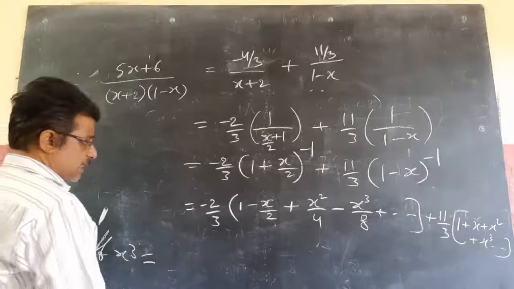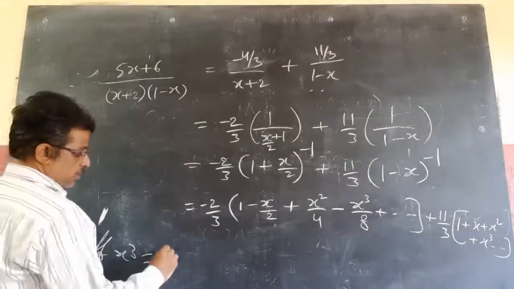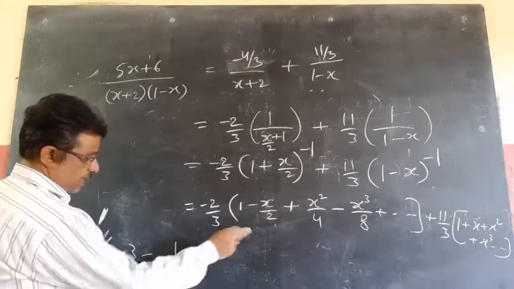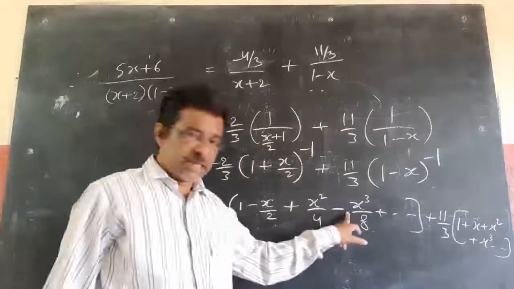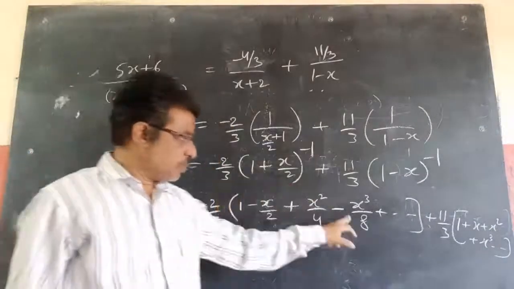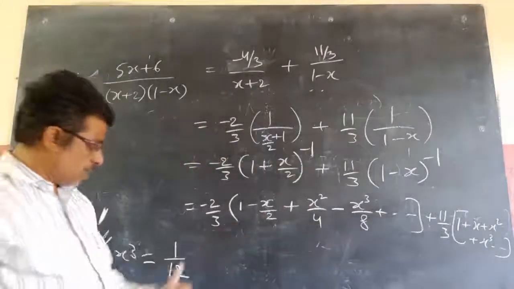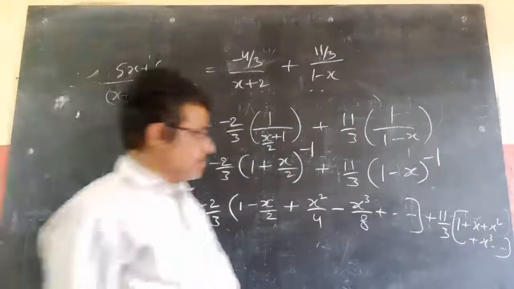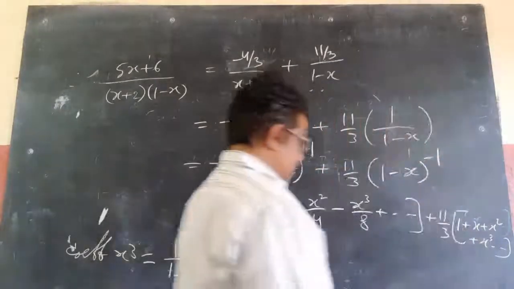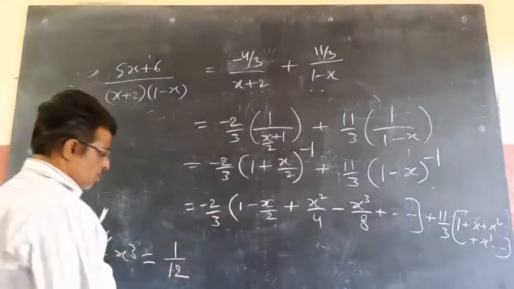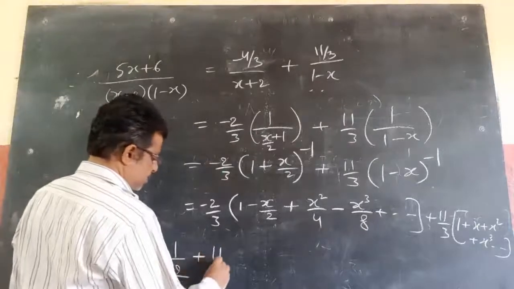Minus minus cancel. 2 into 4 is 8, so that is 1 by 4, 3 into 4 is 12, 1 by 12. Minus 2 by 3 into minus 1 by 8. Minus into minus is plus, 2 and 4 cancel. 1 by 3 into 1 by 4 is 1 by 12. And coming to here, 11 by 3 into 1. That's it. That is directly 1. So 11 by 3. That's it.